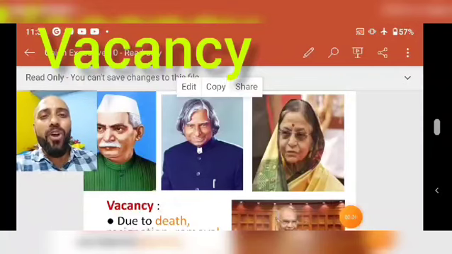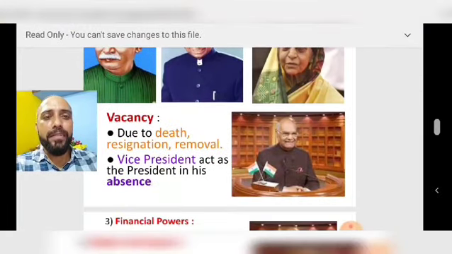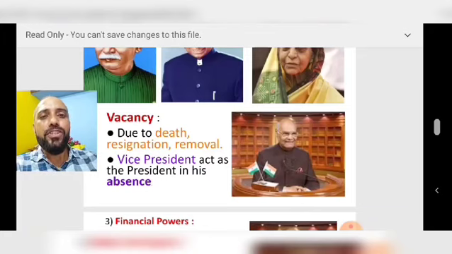The President's office can become vacant in three cases: in case of the death of the President, second, his resignation, or third, his removal. In such a situation, the President needs to submit his letter of resignation to the Vice President, and the Vice President acts as President for that particular term.